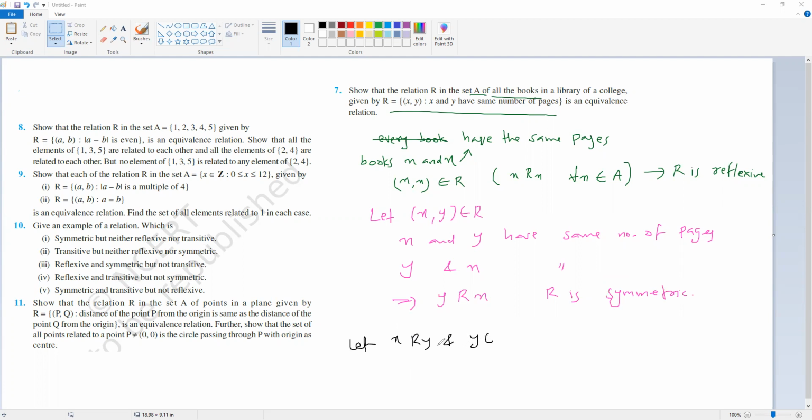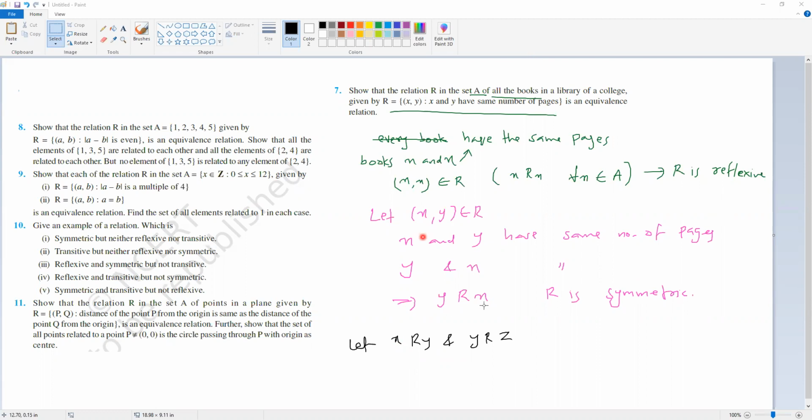Then next, let x be related to y and y be related to z. What does that mean? x and y have the same number of pages. Then y and z have the same number of pages. That means x and z have the same number of pages. That means this is transitive. So you have to conclude reflexive, symmetric, and transitive. Hence, it is an equivalence relation.